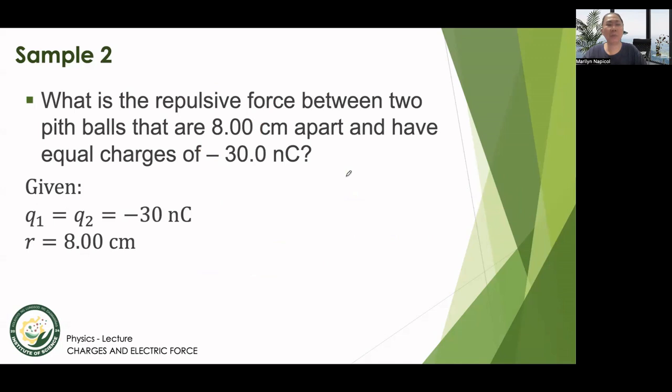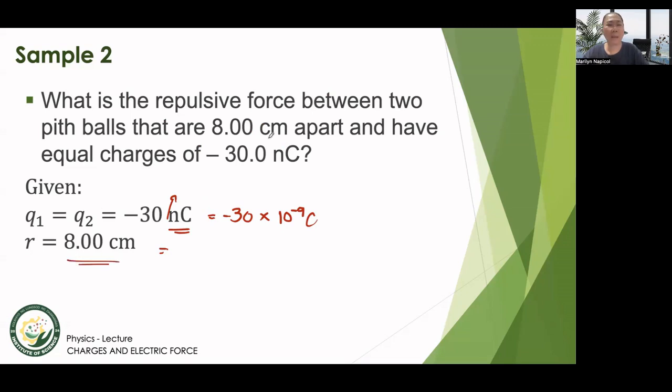What is the repulsive force between two pith balls that are 8 centimeters apart and have equal charges of negative 30 nanocoulomb? Okay. This one, yung nanocoulomb, you can write this actually as negative 30. Ano yung sabihin ng nano? If you will go to the table of prefixes for the metric units, this one is equivalent to 10 raised to negative 9 Coulomb.